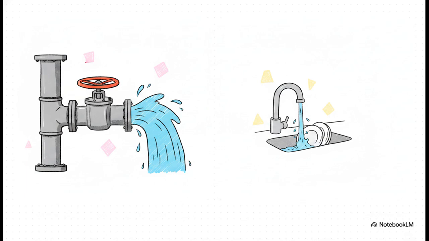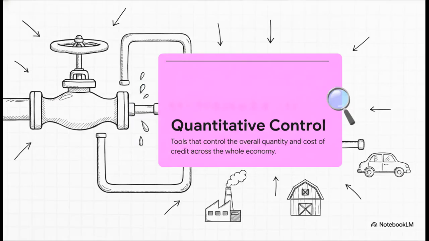Okay, let's dive into this. Just imagine your own house's plumbing for a second. If you want to increase or decrease the water pressure for the entire house, what do you do? You head down to the basement and turn the main water valve. But what if you just need to wash some dishes? You definitely wouldn't crank up the main valve for the whole property just for that. Instead, you just turn on the kitchen sink faucet to target that one specific area. Well, the central bank operates exactly the same way when they're managing the economy's credit. And that brings us to our very first method.